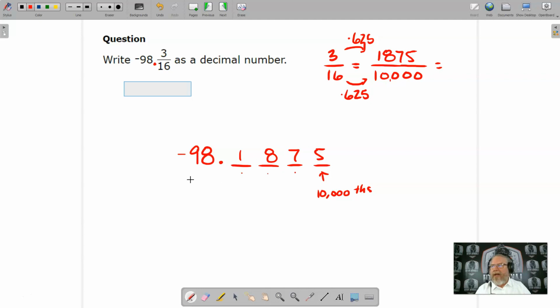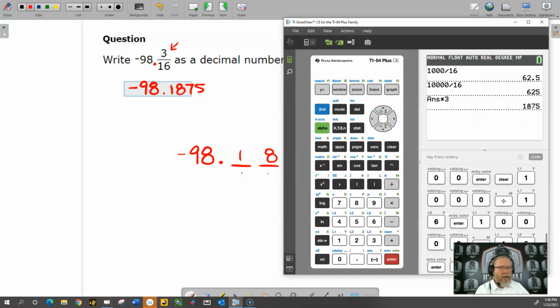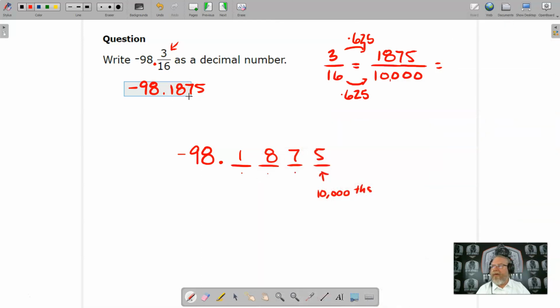1875. So we'd end up with negative 98.1875. Now we could have used a calculator and done this a lot quicker just by dividing 3 by 16, realizing that the fraction portion here is a division problem. So let's go ahead and do 3 divided by 16 on the calculator, and indeed we're going to get the decimal portion of our answer, 0.1875, and that's exactly what we got here, 0.1875.